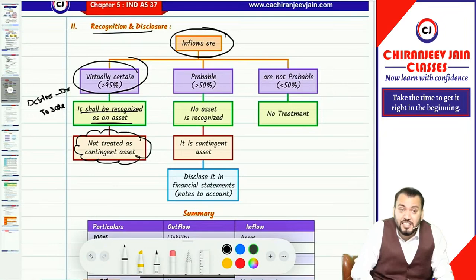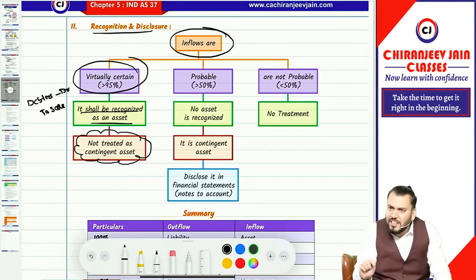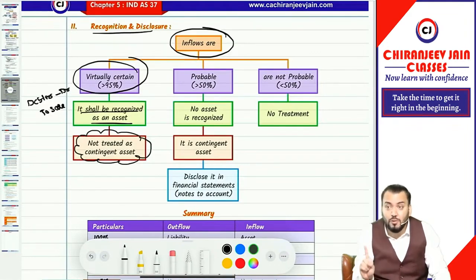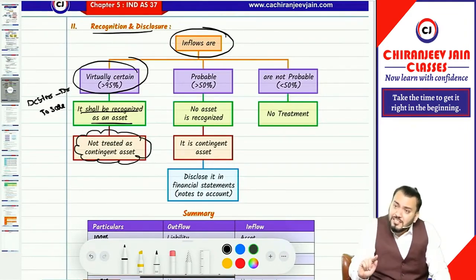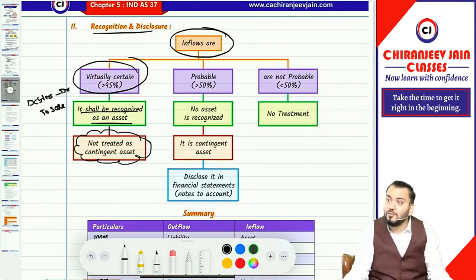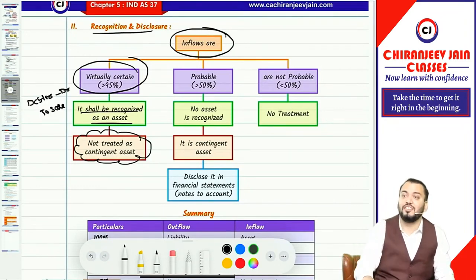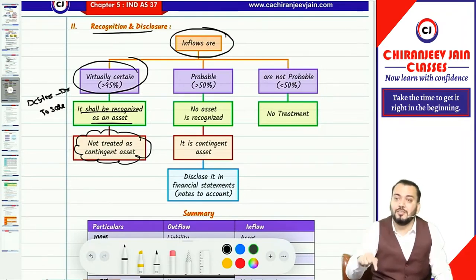When I have done credit sales, you have made one journal entry, debtor account debit to sales. You have recognized one asset now. But whether the inflow is certain, no. Whether it is uncertain, that is also no. It means it is virtually certain, because you have made sales to a known customer.